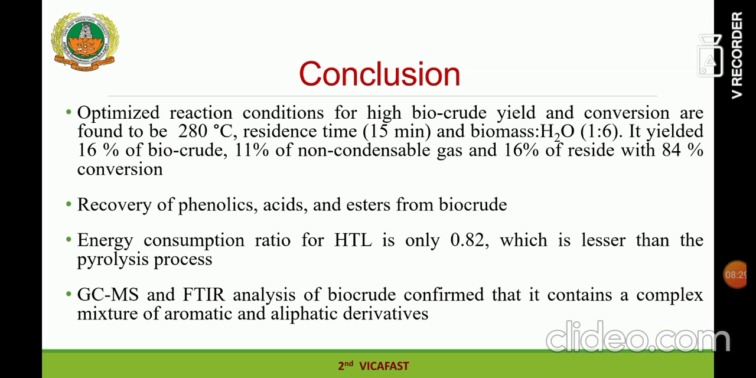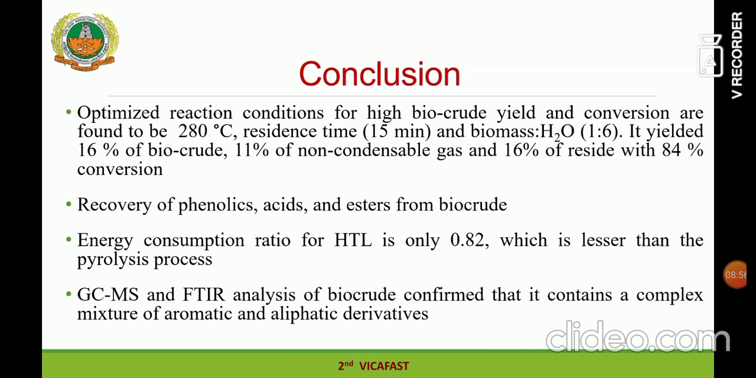The energy consumption ratio for HTL is found to be 0.82, which is much lower than the pyrolysis process, in which it leads to a 1.5 to 2.2 energy consumption ratio. So again, GCMS and FTIR analysis of biocrude confirm that it contains a complex mixture of aromatic and aliphatic derivatives. So this is a good raw material to be converted into a biofuel.